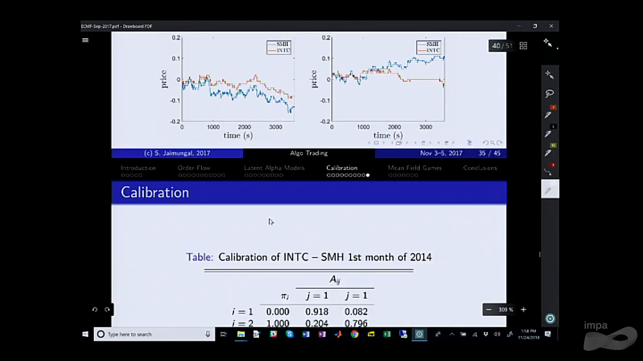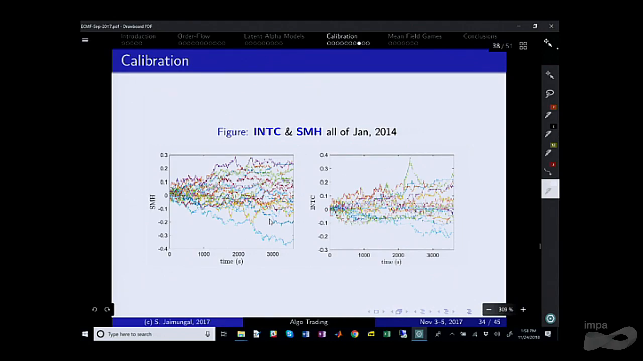So here's the joint behavior. If I look at the joint behavior of these two things, this is Intel and SMH. SMH is a microchip manufacturing ETF, so Intel is one of the stocks in there. These had better be co-integrated. But how do you write a co-integrated model which jumps on a grid? It's not clear, not obvious anyway.